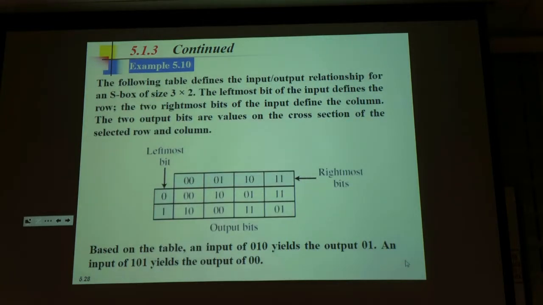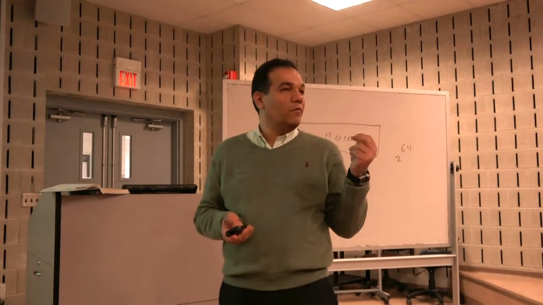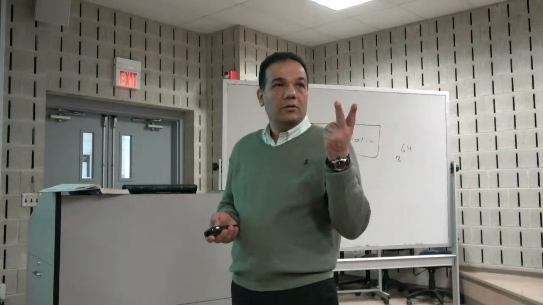So let's take a look at this one. The following table defines the input-output relationship for an S box of size 3 times 2. In here, the input is 3 bits, 0, 0, 0. So this is the leftmost bit, and these are the other 2 bits. Then here 0, 0, 1, and so on and so forth, right? So these are the rightmost bits, and this is the leftmost bit in here. All right? So this is a compression. You agree? So every 3 bits we convert to 2 bits, right?